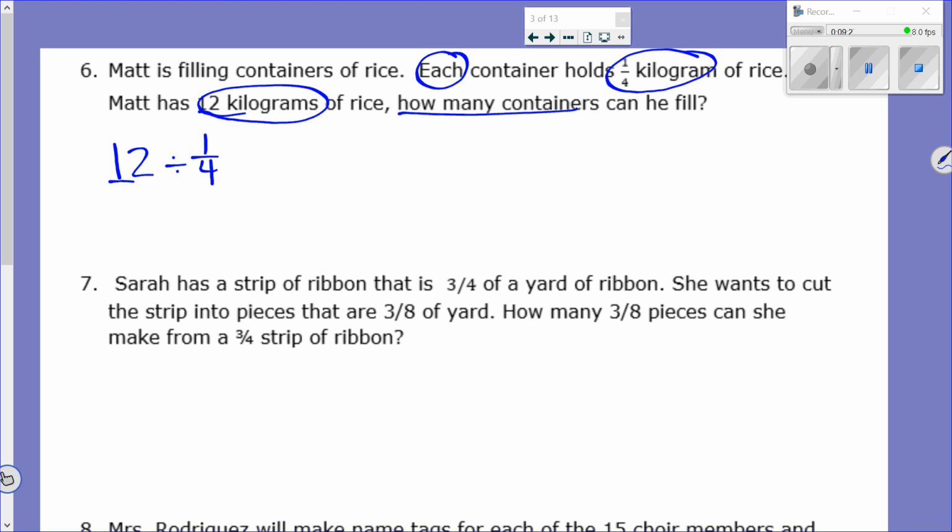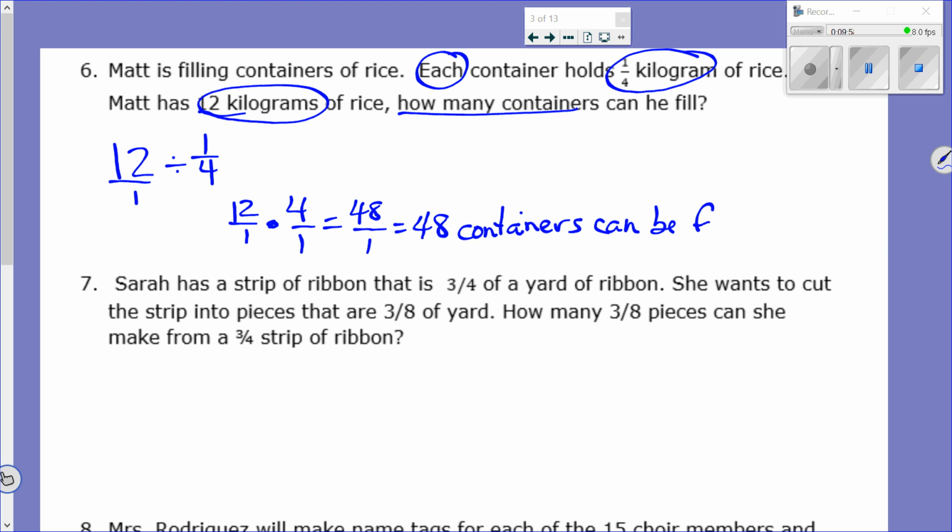Because I have a whole number, in order to divide it into a fraction, I make it an improper fraction, and then I keep, change, flip. Keep the 12, change, multiply, flip, multiply by the inverse. No reductions because it's 2 1s on the bottom. 12 times 4 is 48. 1 times 1 is 1. That simplifies to 48 containers can be filled. Well, each one only takes a fourth of it, so yeah.